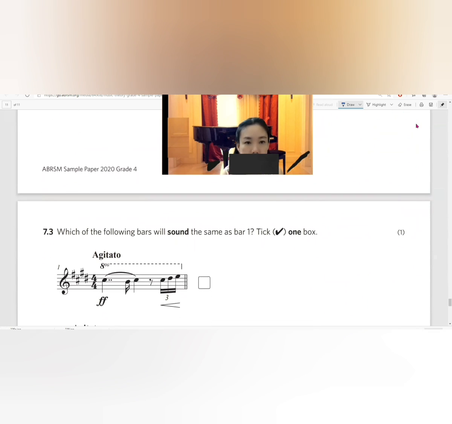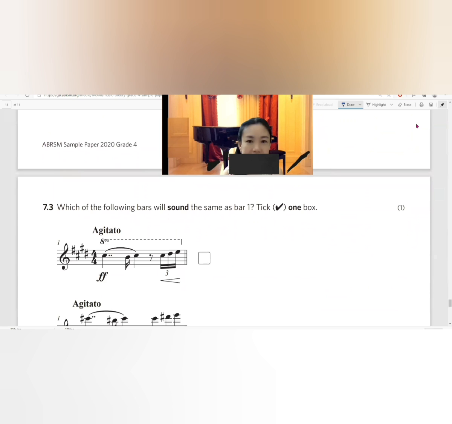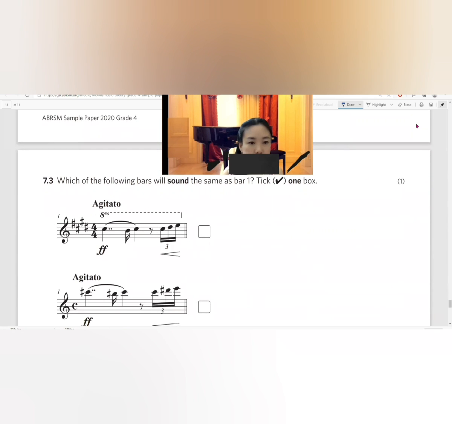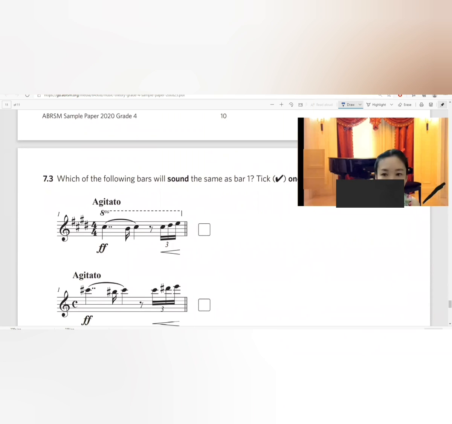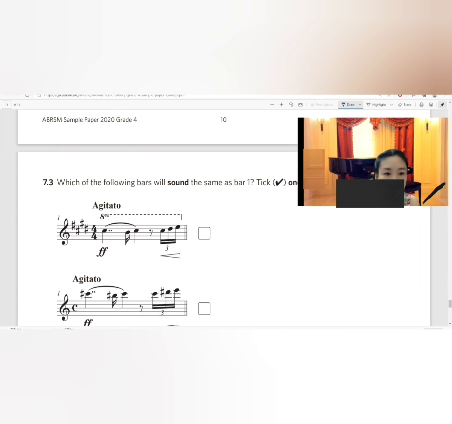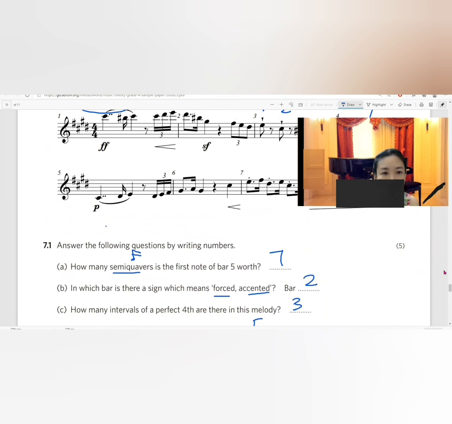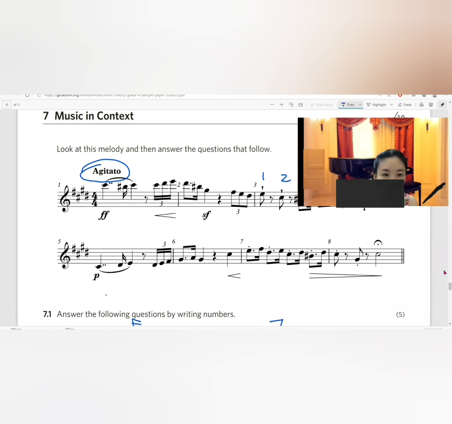Which of the following bars will sound the same as bar 1? Tick 1 box. So for bar 1, the first 3 notes are C sharp, B sharp, and C sharp. And they are 2 octaves apart from middle C. Middle C, higher C, and then the very high C is here. So 2 octaves from this middle C.